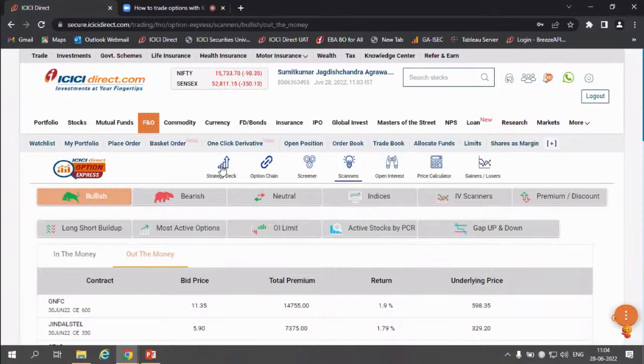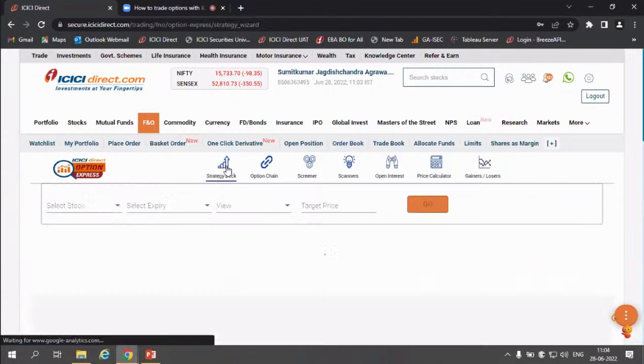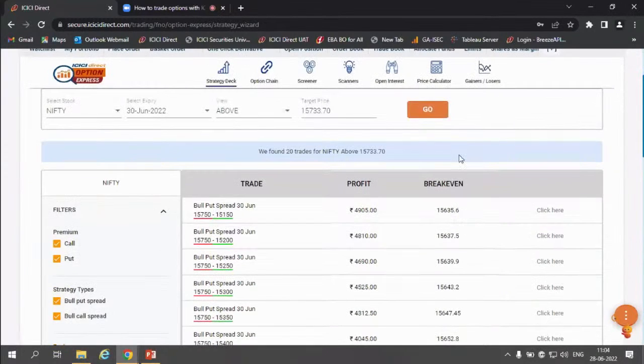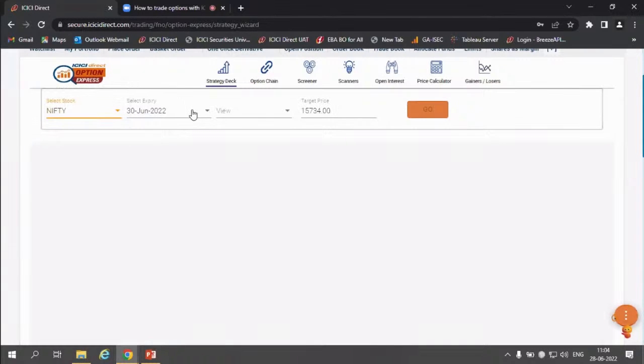The first is the strategy deck. Let me click on the strategy deck. The strategy deck is basically nothing but the strategy recommendations it gives you based on your view. Here you will see Nifty is pre-selected. So Nifty is there.